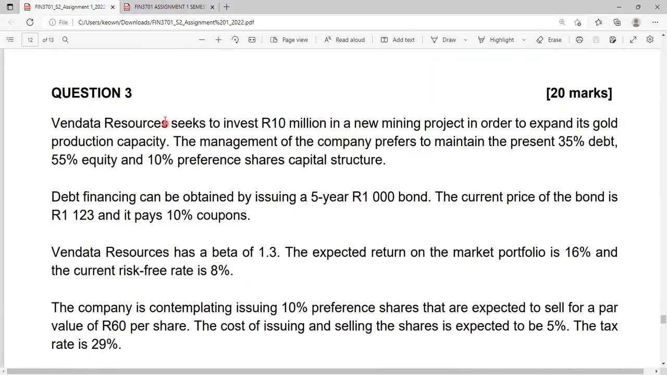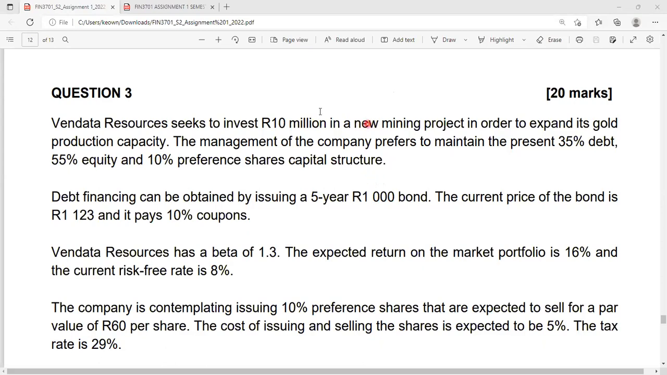The last question we have here is based on learning unit 4 from our study guide. It's where we have to calculate the cost of capital. Remember the cost of equity, the cost of debt, the cost of preference shares. You need to be familiar with all of that, also factoring in net proceeds and all of those other important factors. So let's read the question, then we'll give it a try as we finish off this assignment.